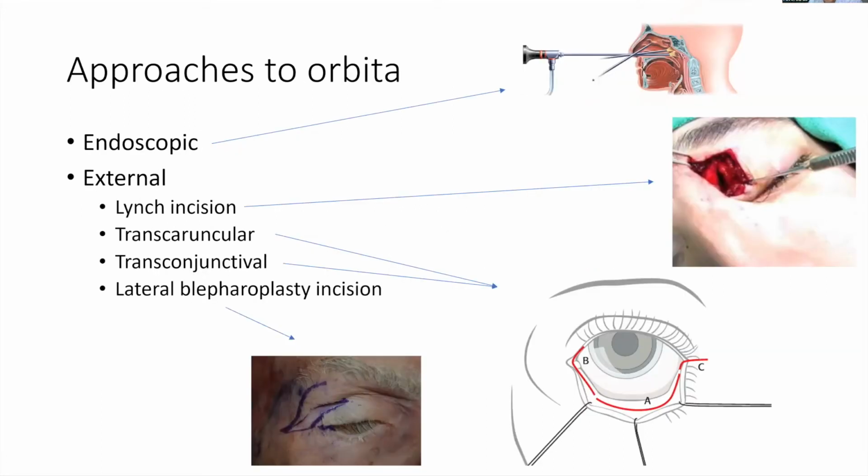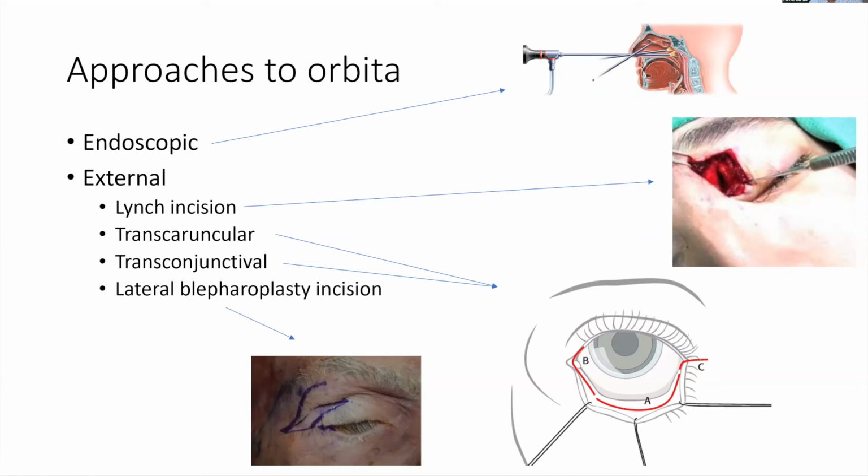In terms of treating the abscess, there are many ways to skin the cat. Obviously, we have the endoscopic approach and then external approaches. Lynch incision is the most common approach, where you would treat a medially positioned abscess. But then we also have transcaruncular and transconjunctival approaches, which are rarely used. When it comes to a laterally positioned abscess, the Lynch incision wouldn't be sufficient. We would have to go for, for example, a lateral blepharoplasty incision, as you can see in the picture, where you would be able to access the lateral compartment of the eye.